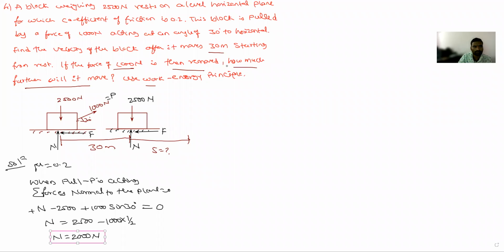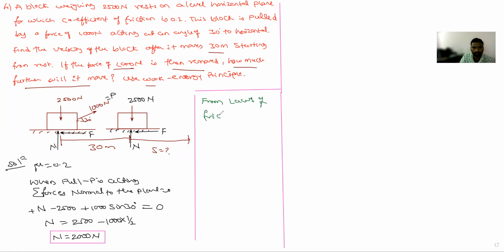Then once we find the value of N, what do you have to find out? You have to find the value of F first. Then again you have to find the summation of forces. So first I will take the F value, from the laws of friction. F is equal to mu into N, correct? Mu is given as 0.2, into 2000, that is equal to 400 Newton. Okay, you got F, you got N.